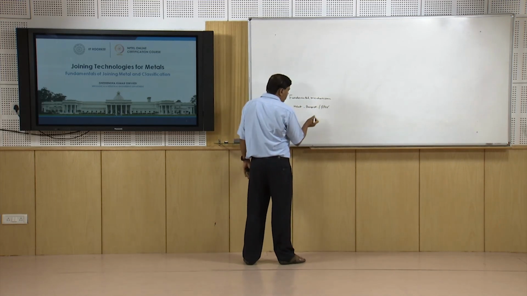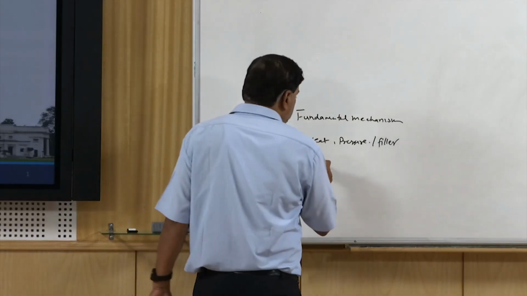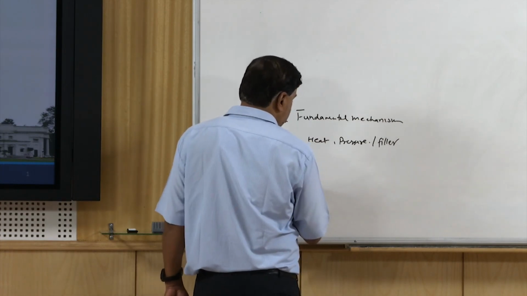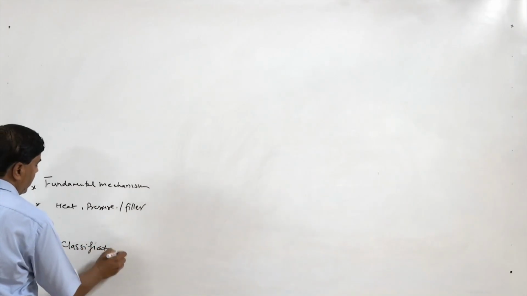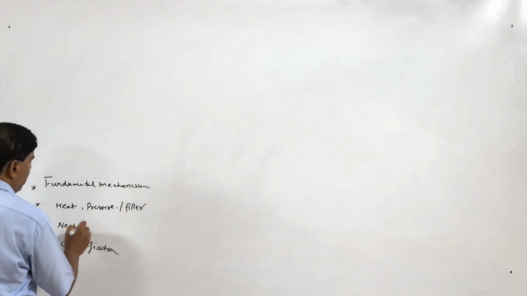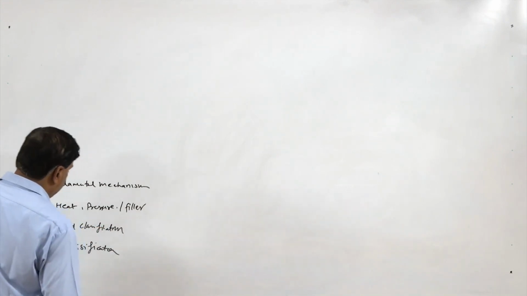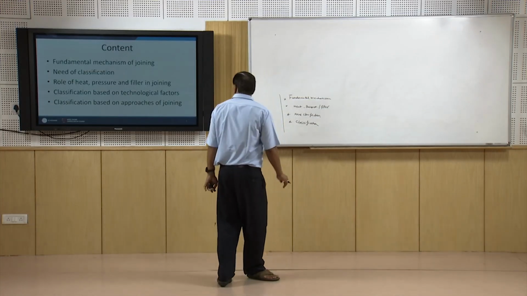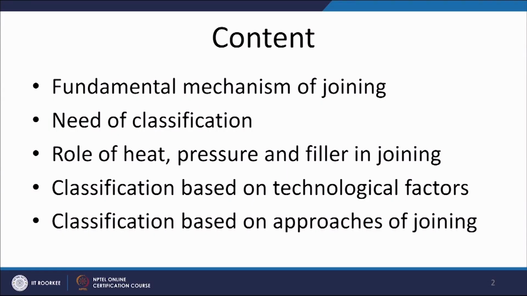And then, since over a period of time a lot of joining processes have been developed, how can we classify them? But before going into the basis for the classification, we will try to see the need for classification. So, these are the four aspects that we will try to see in this presentation: the fundamental mechanisms and the need of classification, the role of the heat, pressure and fillers, and classification based on two aspects.